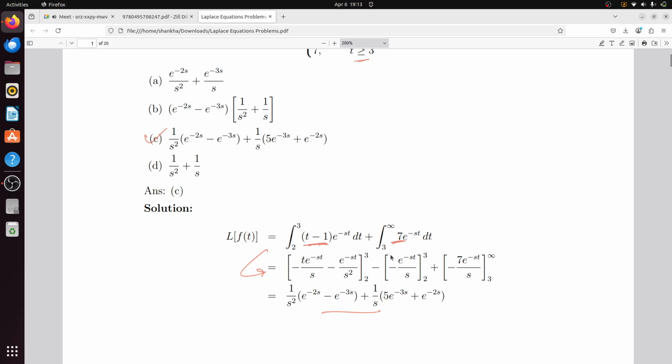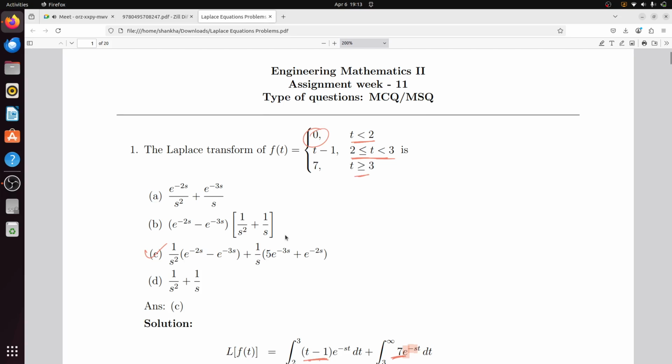So this is here 3 to infinity 7 e^(-st) dt. This is just the Laplace transformation of 7, so that means minus 7 e^(-st) by s, no, that is 0 to infinity, no, that is 3 to infinity. So if you integrate it from 3 to infinity, after the integration you will get 1 by s square, e^(-2s) minus e^(-3s), plus 1 by s, 5 e^(-3s) plus e^(-2s). So option C is the answer.